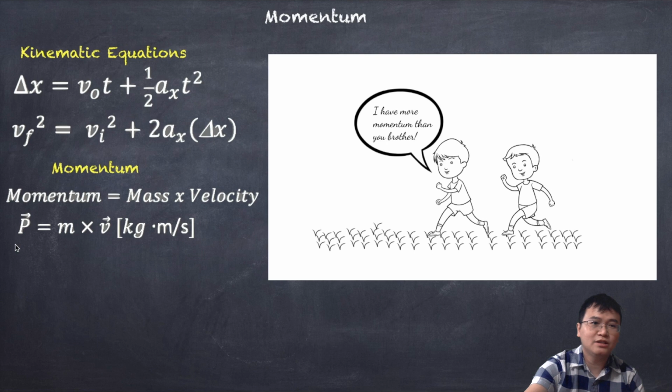This is just a convention. Instead of putting m for momentum, which usually we use the letter m for mass, we just say p for momentum. Okay. And again, the unit for that is kilogram meter per second.